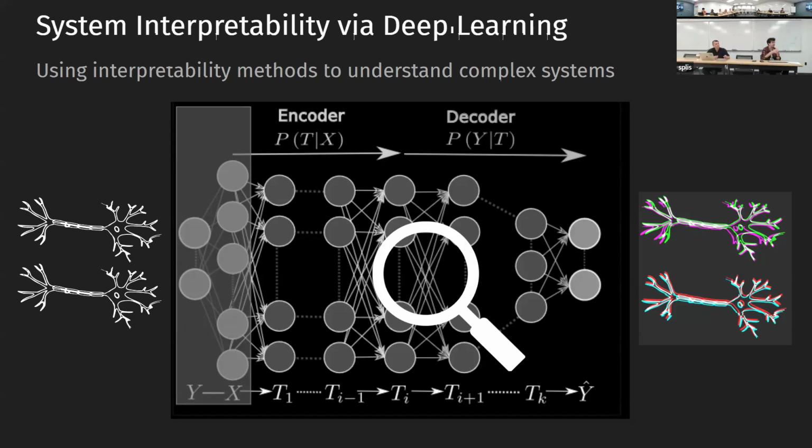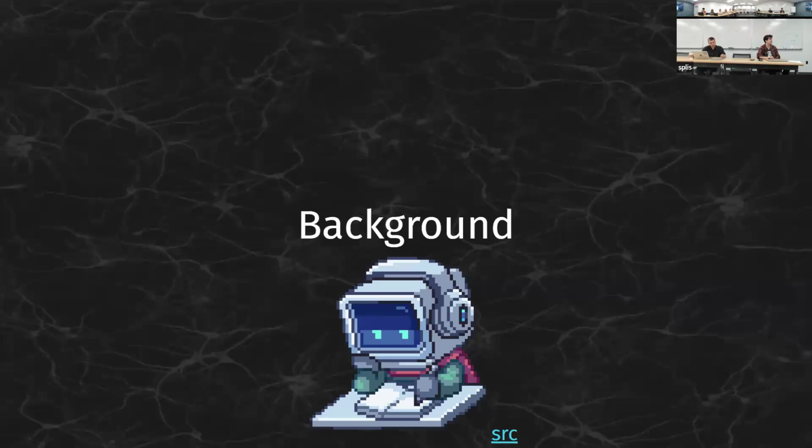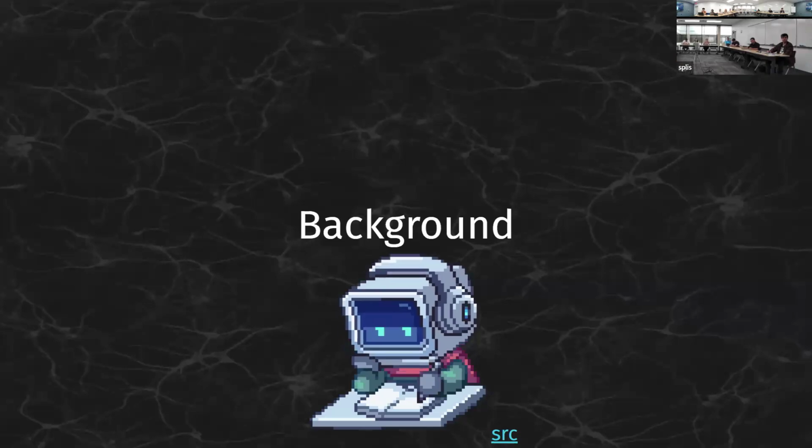A lot of the time is to explain the system that you're actually applying the model to. And that's one thing that we'll be exploring in particular for this kind of work: application of deep learning models to complex systems and how they can then be used to make inferences about these systems. So let's do some background.